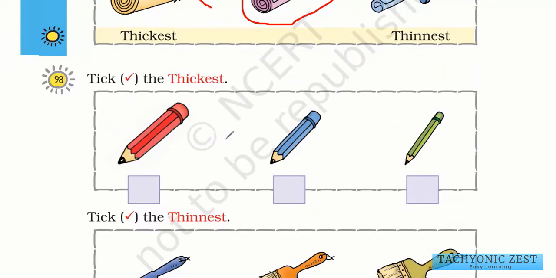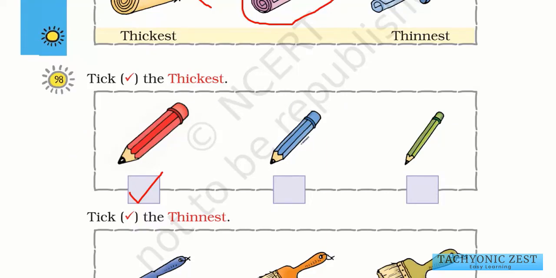So next we have to tick the thickest. Out of these three pencils, we have to tick the thickest pencil. We can see that this one is the thinnest pencil, so this is not our answer. We have to tick the thickest. Can you tell me, students, which one is the thickest out of these three? Yeah, you are absolutely correct, this one is the thickest object, so we'll tick this one. So this one is the thickest pencil, this one is the thinnest pencil out of these three pencils.